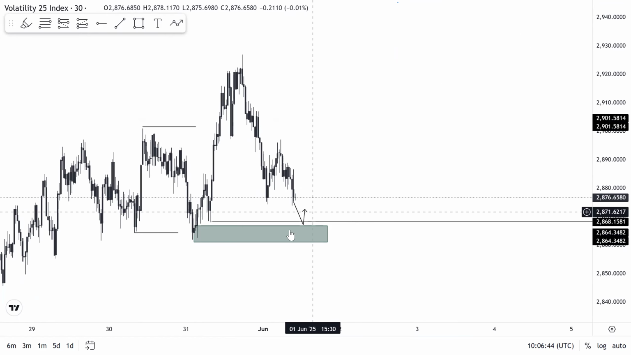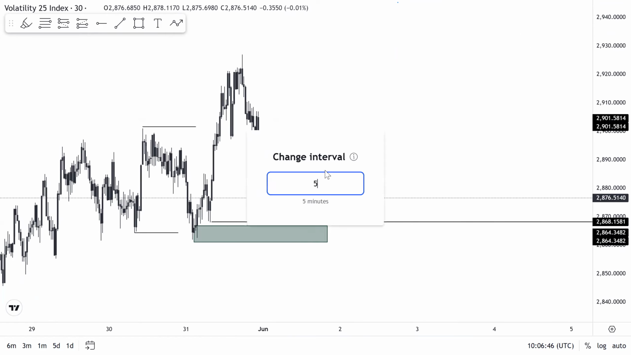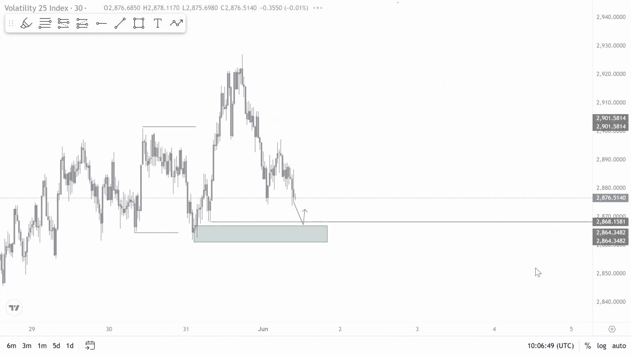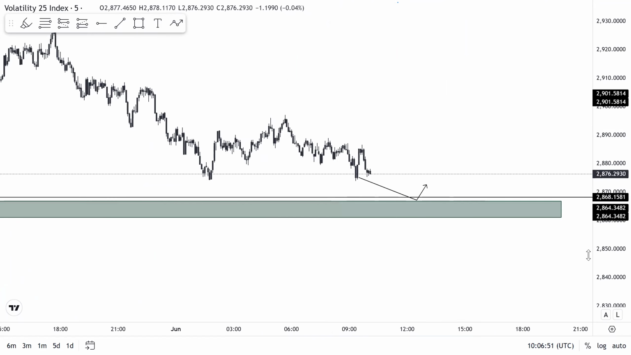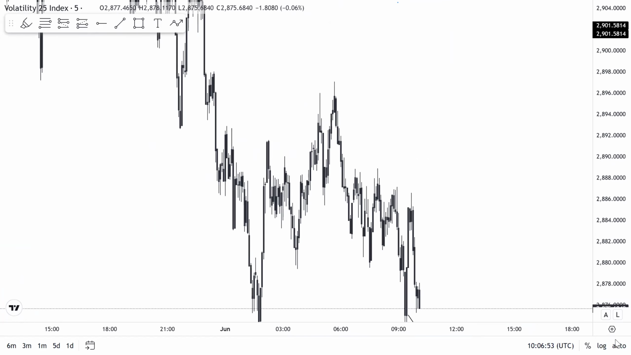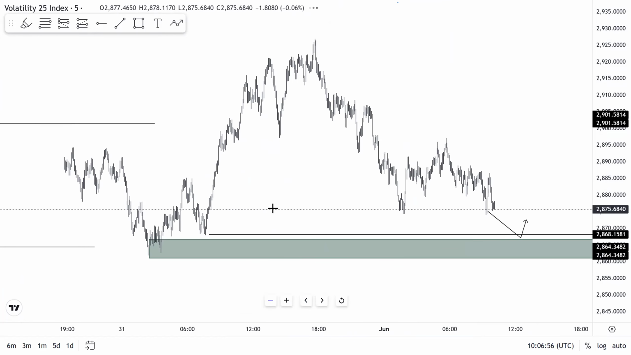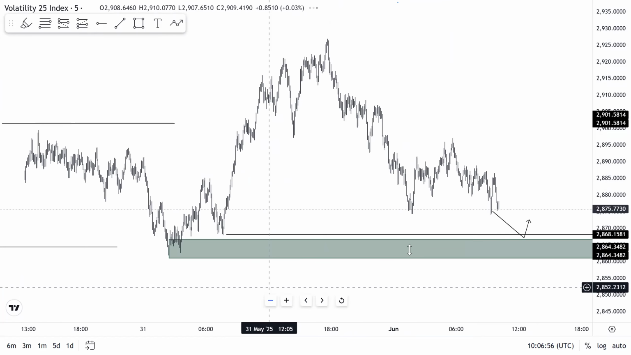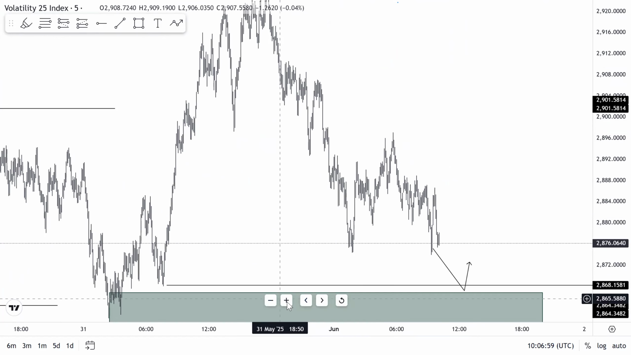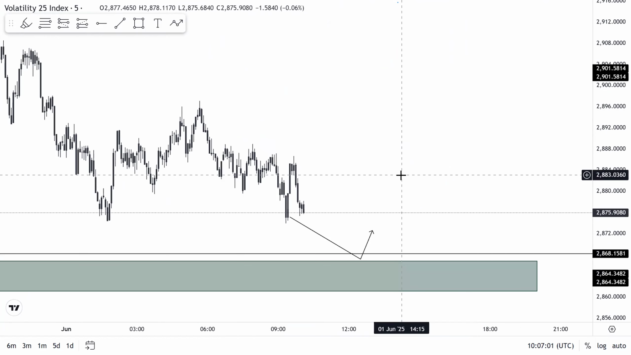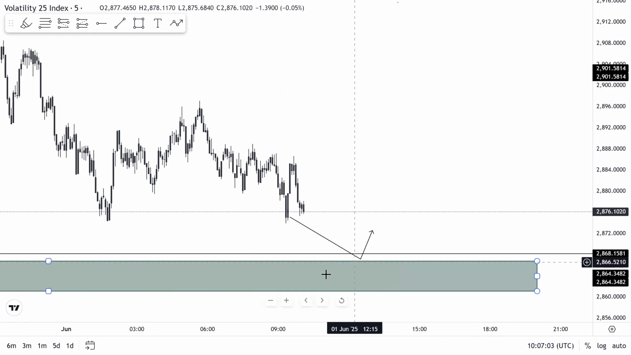Now price takes out the structural liquidity on the 30 minutes time frame. Now I'll go down to my 5 minutes to look for buy continuation entries. Price is currently selling, but I'm not interested in the sells. I'm waiting for price to take out this structural liquidity low. Once price takes out this low, then I'm going to the upside.